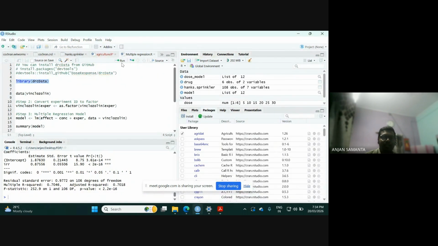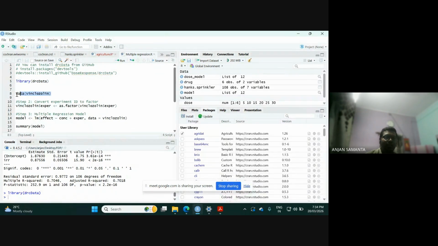This particular library has a lot of toxicology data. For example, vinclozolin, this particular drug, is basically a toxin. If you apply it to the cell, it will reduce the intensity, or reduce the amount of radiation that a particular cell is emitting. So at a high dose, it has a negative effect on the cell. This kind of drug data is given in the drc data, and you can explore it on your own.